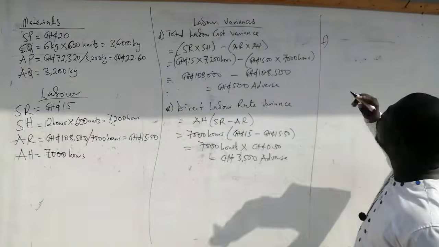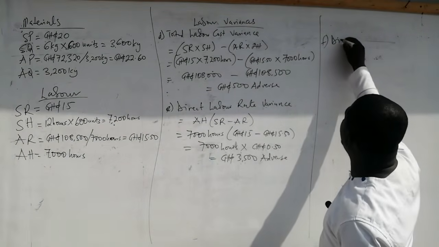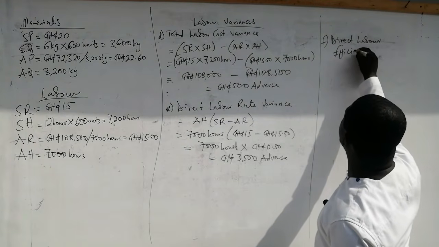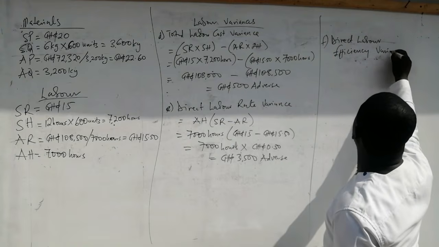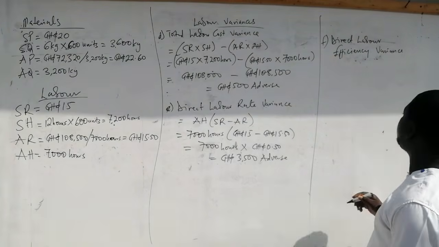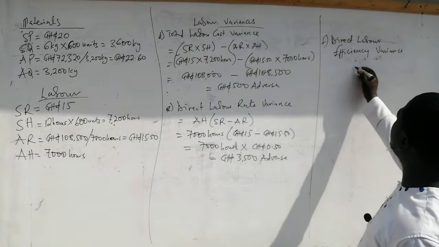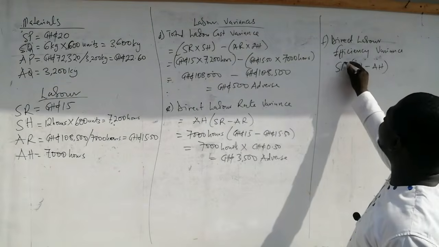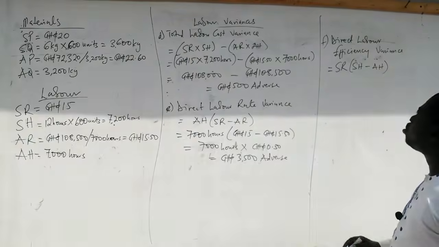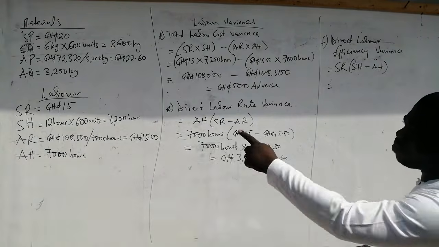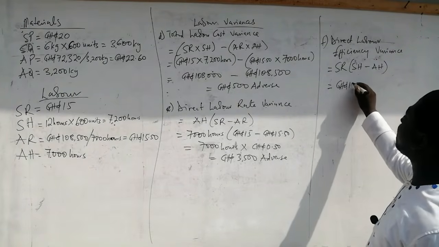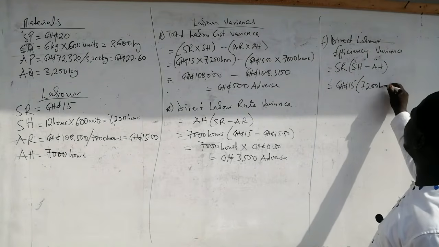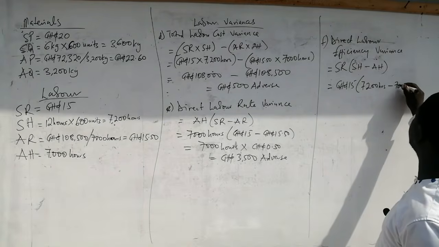And then finally, we'll look at the direct labor efficiency variance. Efficiency variance is hours. We want to look at how we're able to use few hours to produce. And so once the focus is on efficiency, it's your standard hours minus your actual hours in bracket valued at your standard rate. That is the formula. And so our standard rate per what we just did is 15 cedis from the question. And your standard hours, 7,200 hours. And then your actual hours is 7,000 hours.